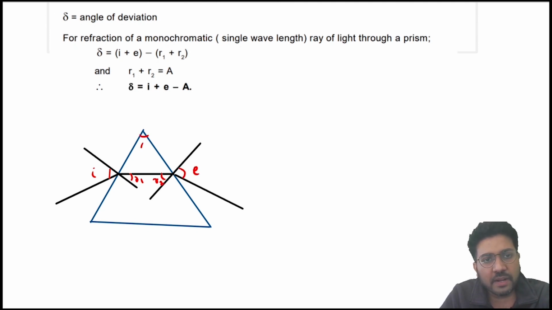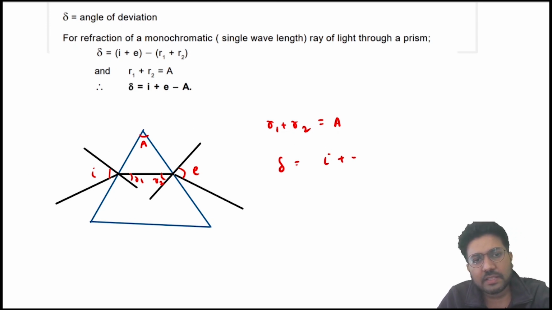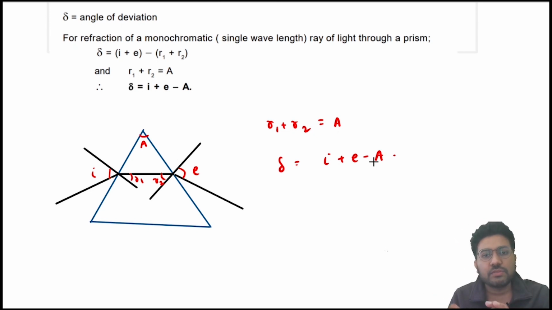You have to remember, again I am repeating, r1 plus r2 is a constant, and that is equal to the angle of prism. And the angle of deviation, the angle between this ray and this ray, is equal to i plus e minus A. You have to remember these two relations.